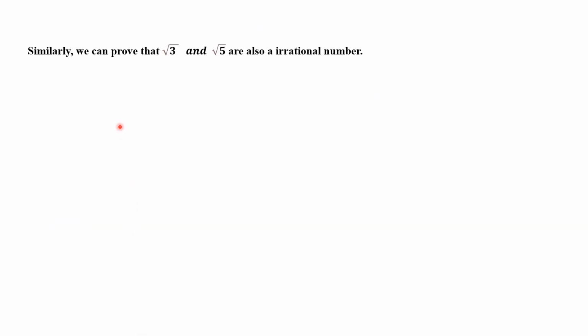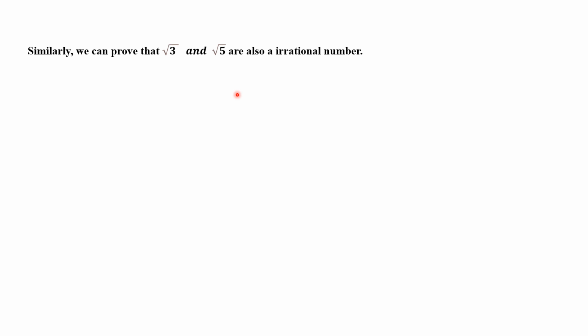So just now we have seen that root 2 is an irrational number. Now, same way we can prove that root 3 as well as root 5 is also an irrational number. And we already know the value of root 3 is 1.732050 and so on. Same way root 5 value is 2.236067 and so on. So they are irrational numbers. The other method which I have shown for root 2, same way we can show that root 3 and root 5 is also an irrational number.